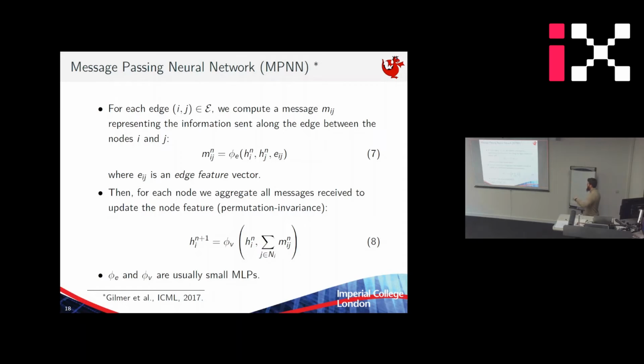Then, once you have computed the messages, you aggregate them using a permutation invariant function, here a sum. Whatever the order of the m_ij, the result of that sum doesn't change. It's invariant to permutation of the nodes. Then, using the aggregation of messages and the node feature vector of i, you can update node i. Usually, and that comes back to a question, those two functions are small MLPs, so you will have nonlinearity, but you can also have other things. And that's how you update the feature vectors of the nodes.